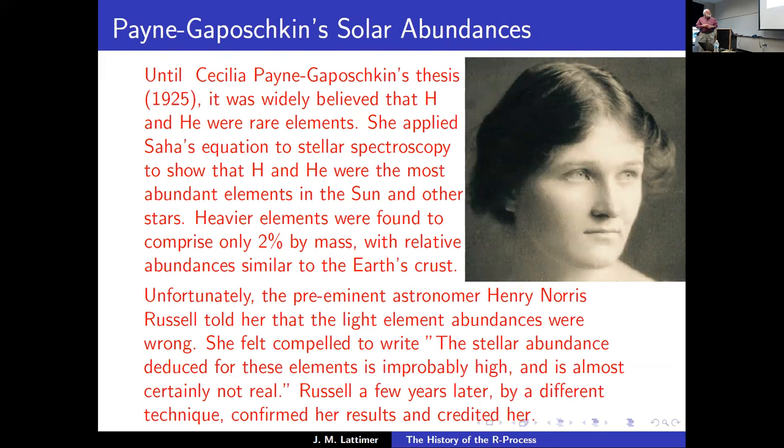But unfortunately, the astronomer Henry Norris Russell, who's famous for the Russell-Hertzsprung diagram, wrote to her that the light element abundances were probably wrong. And she felt somewhat compelled to write in the publication connected with her thesis that the stellar abundance deduced for these elements is improbably high and is almost certainly not real. Ironically, Russell, with a different set of measurements, concluded that she was in fact right and credited her with her discovery. But even today in textbooks, you'll often find connected with the first determination of stellar abundances, Russell's name instead of Payne Gaposchkin's name.